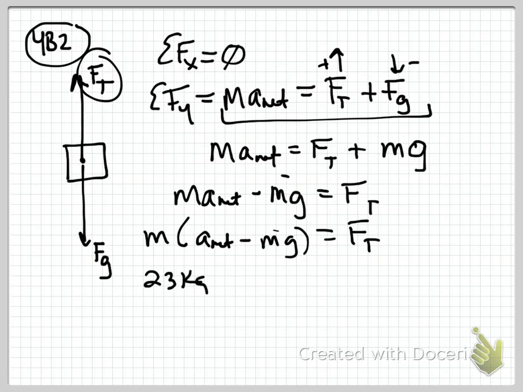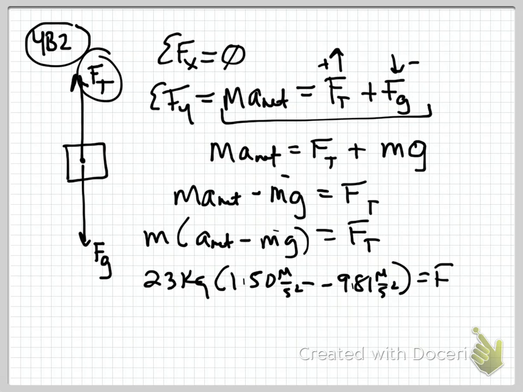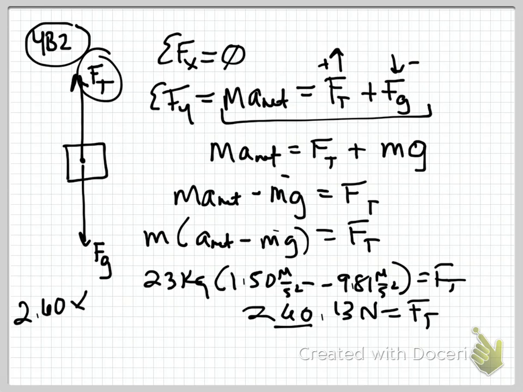That looks like this when we plug some numbers in, 1.50 meters per second squared minus negative 9.81 meters per second squared. That equals F of t. We get 260.13 newtons is equal to the force of tension. With sig figs, and we have 3 sig figs in this problem, tough to get that down to 3 sig figs. You have to do 2.60 times 10 to the second newtons for your force of tension to get 3 sig figs. Okay, moving on to the 4C&D problem.